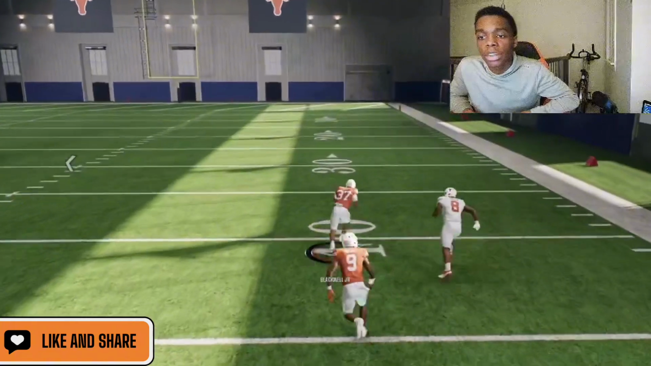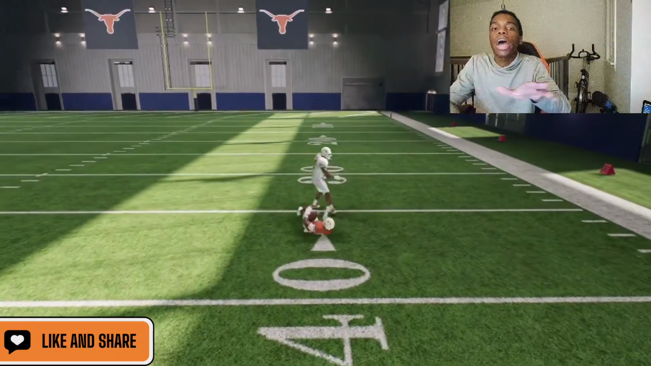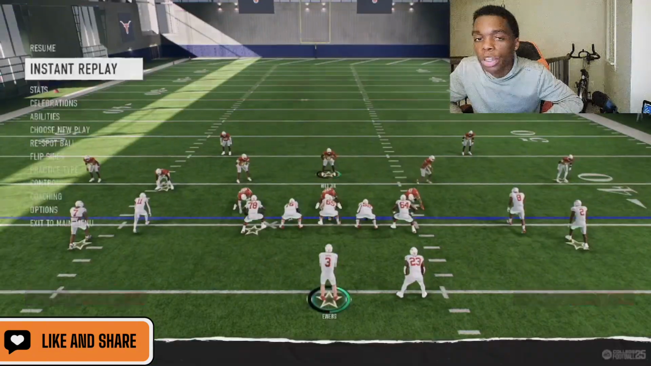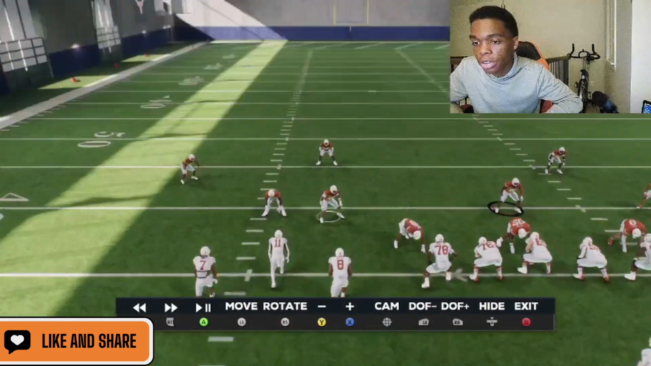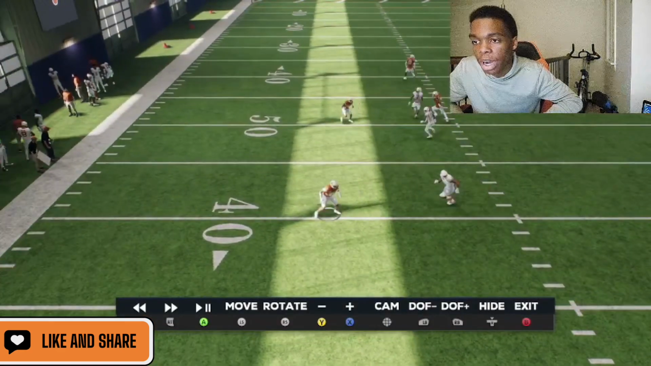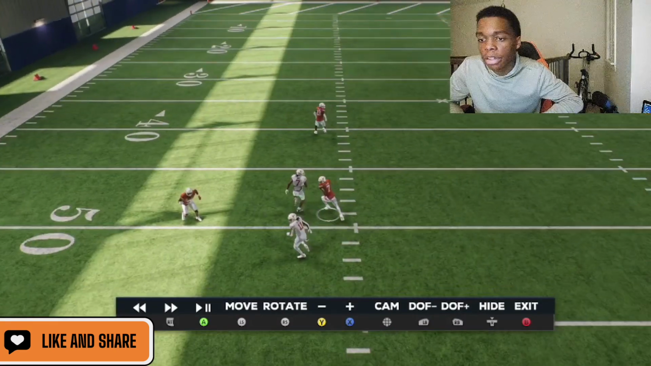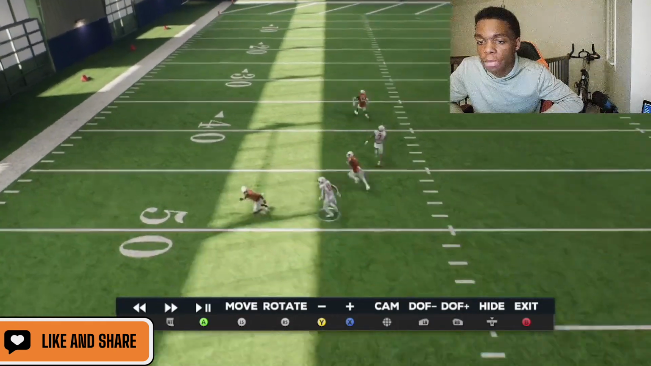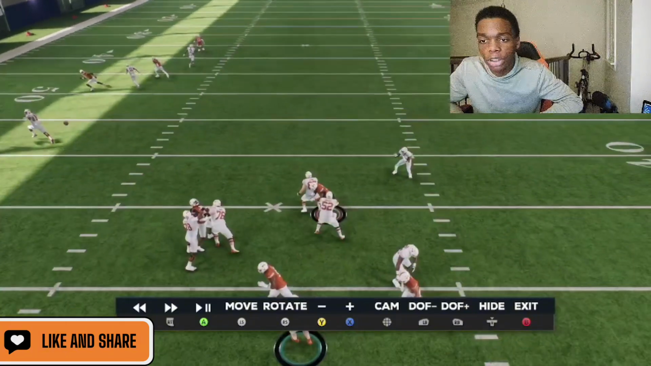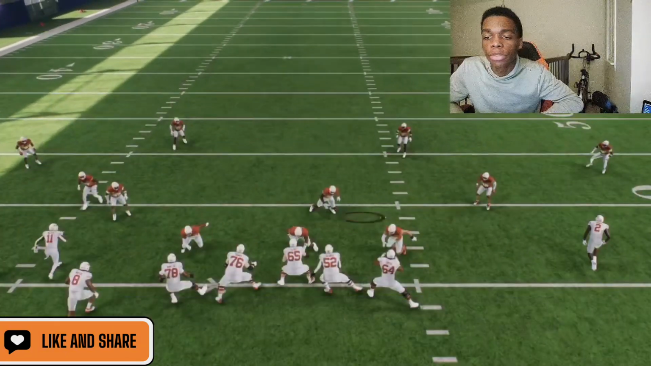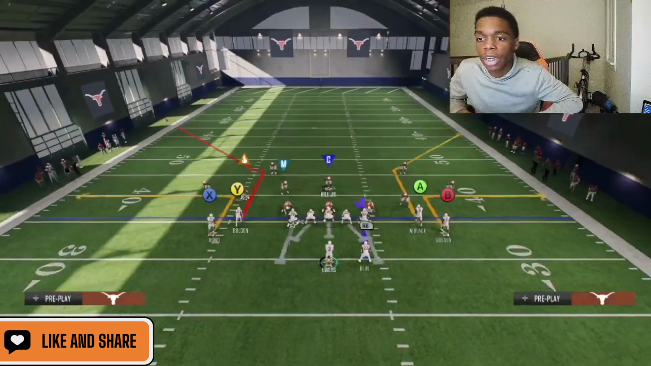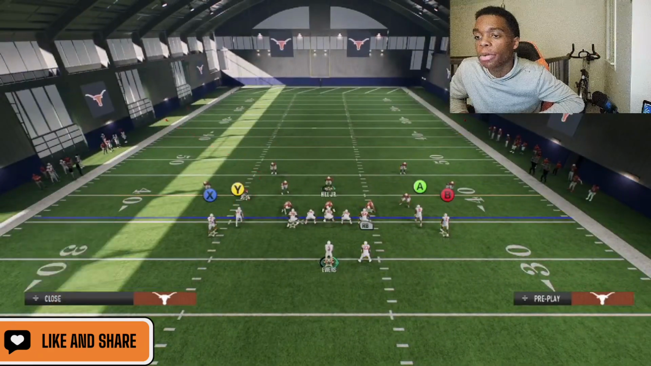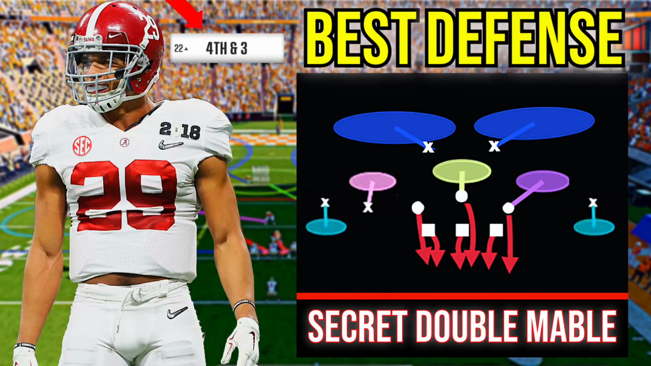No more flood concepts for them. Flood concepts are absolutely blanketed when you call this defense. Why? Because look, now what we have is a curl flat to take away our out route, and then our corner route is guarded by both our curl flat and our man coverage. So that's what makes the cover 2 double Mable so good. When they call flood concepts, that's kind of the reason why it's even put into the game here.